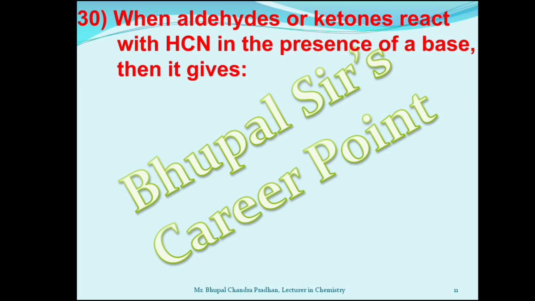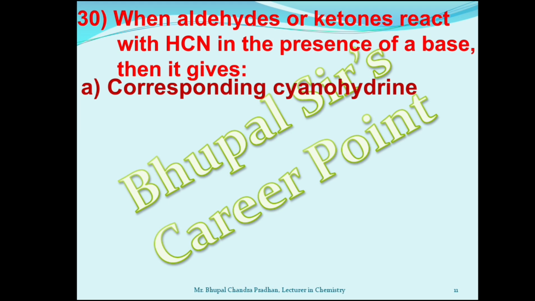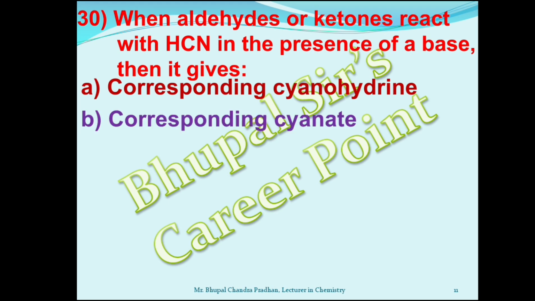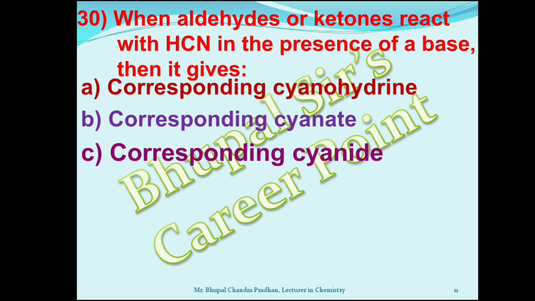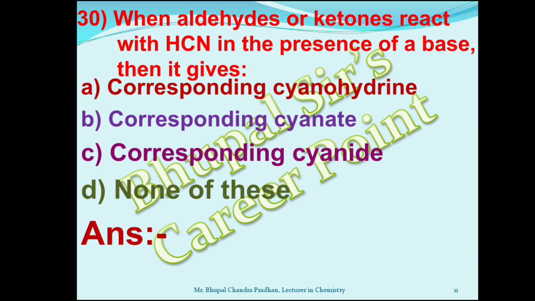When aldehydes or ketones react with HCN in the presence of a base, then it gives dash. Option A, corresponding cyanohydrin. Option B, corresponding cyanate. Option C, corresponding cyanide. Option D, none of these. Students try to give the correct answer.